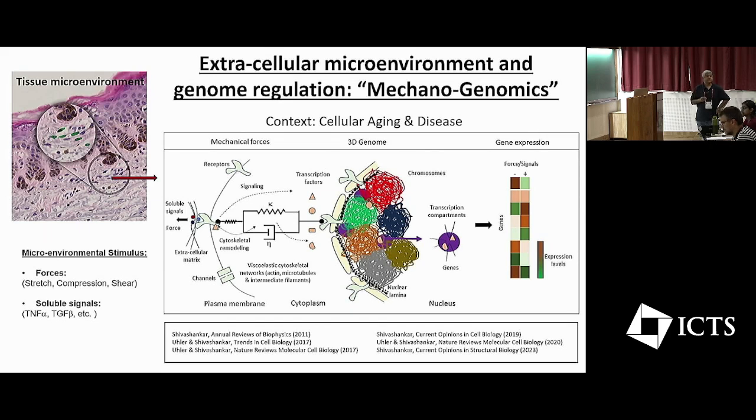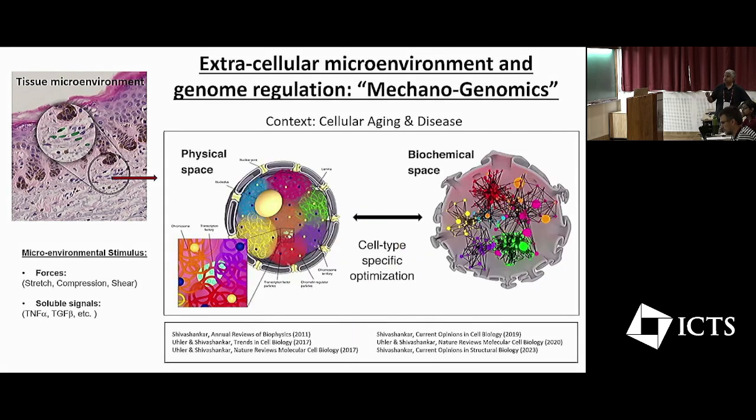And because there is such a tight link between the physical space of the nucleus and the cells, we have argued that there is a cell type specific optimization, that if I look at the physical space of the cell and the nucleus, I should be able to infer the complex, multidimensional biochemistry that exists in the cell. So what I'll try to show you today is how we can bring in machine learning to prove that such linkages exist, and that such cell type specific optimization comes about.